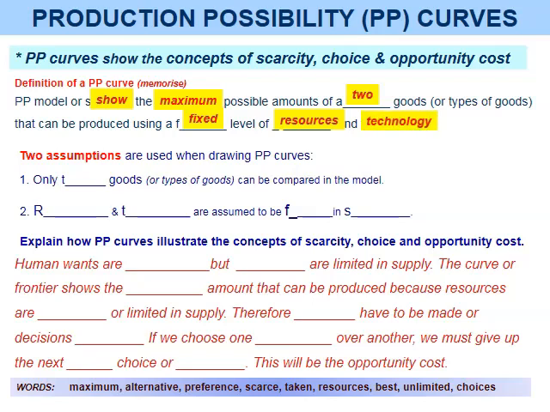Sometimes the examiner will pose the question in the form of asking for the two assumptions underlying the model. Again, there can only be two goods or types of goods compared, because you've only got an X and Y axis, if you like, and resources and technology must be fixed in supply. Otherwise, if the curve can move out, then there will be a new set of possibilities.